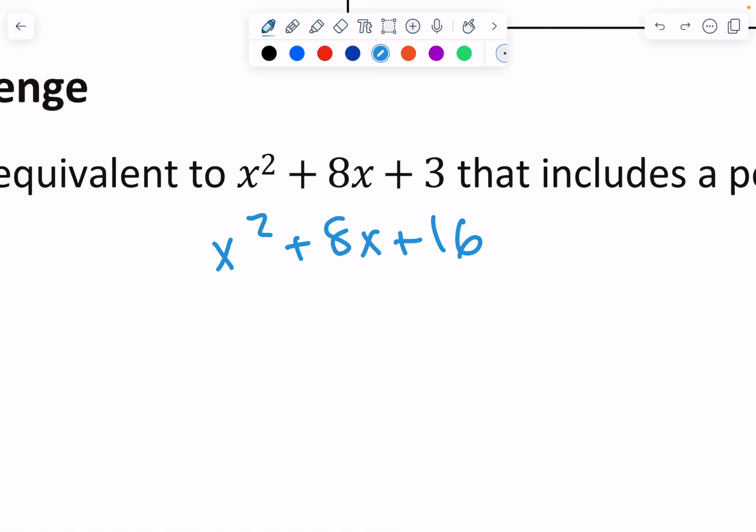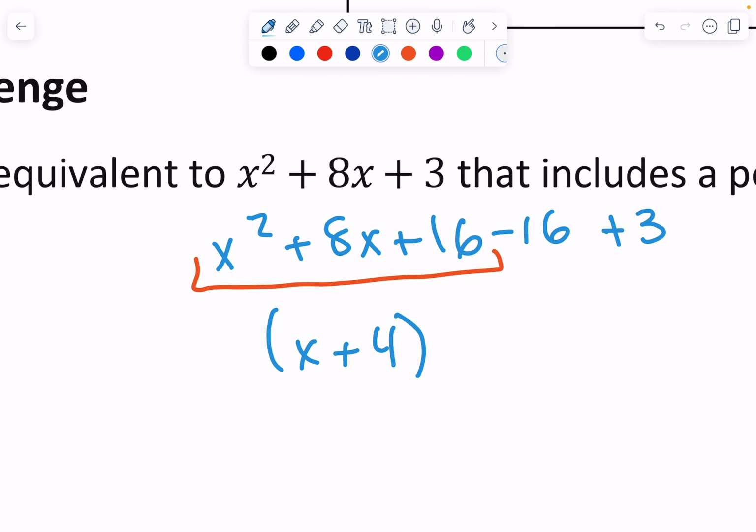How I can fix that is, if I add 16, I also subtract 16. Essentially, all I'm doing is adding 0 to my expression, and if you add 0 to anything, nothing changes. So that is mathematically correct and equivalent to what we had before. Why did I do that? Because now the first 3 terms make a perfect square trinomial that I can write in factored form. Then I simplify the pieces outside the parentheses, and I get negative 13.